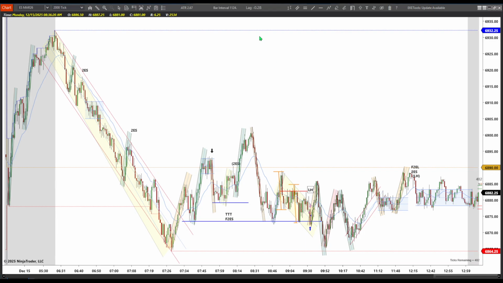December 15th, 2025. This is the S&P 500 E-Mini futures on a 2000 tick chart using NinjaTrader 8. The volume was high, but the volatility wasn't that great. I think it's because it's expiration for the December 2025 contracts.